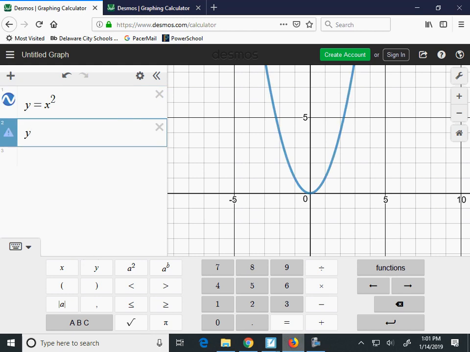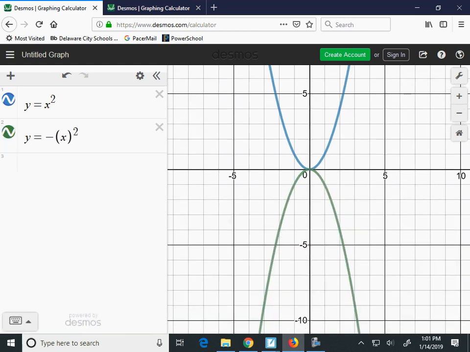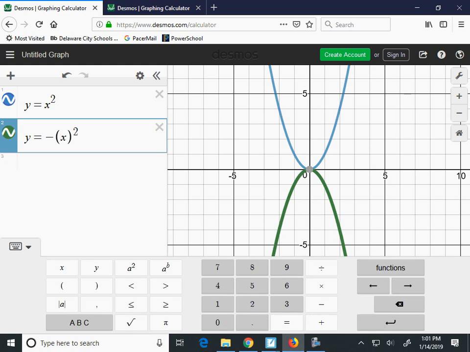And when I graph here the equation that's on the board, I forgot to make it equals. There we go. What happened to these graphs? It reflected. Where did it reflect? Over the x-axis.